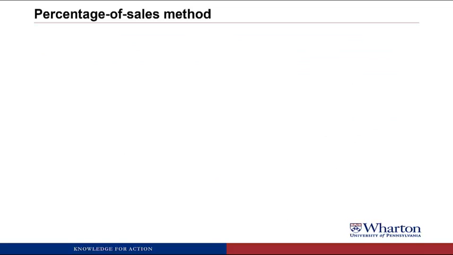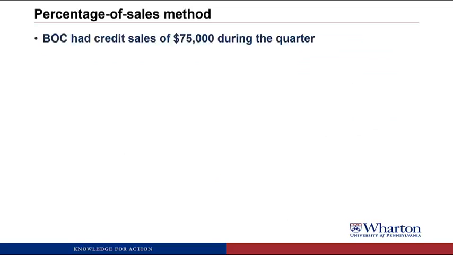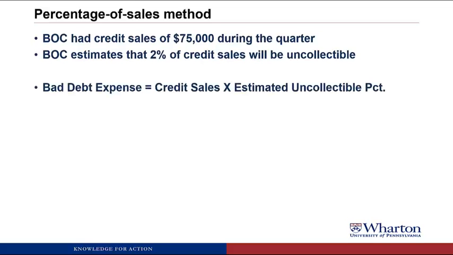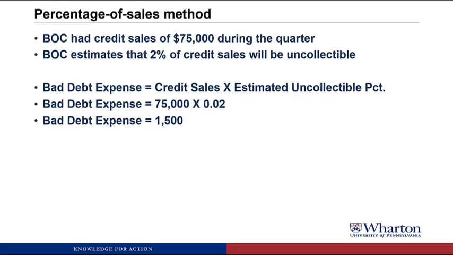First, we'll do the percent of sales method. So BOC, as we just saw, had credit sales of $75,000 during the quarter. They estimate that 2% of those credit sales will be uncollectible. They'll never get the cash. So bad debt expense is going to be credit sales times that estimated uncollectible percentage, $75,000 times 2%, or $1,500 for the quarter.